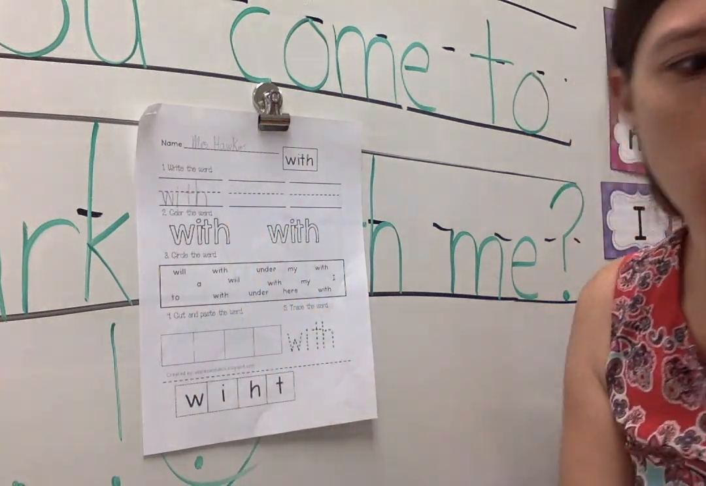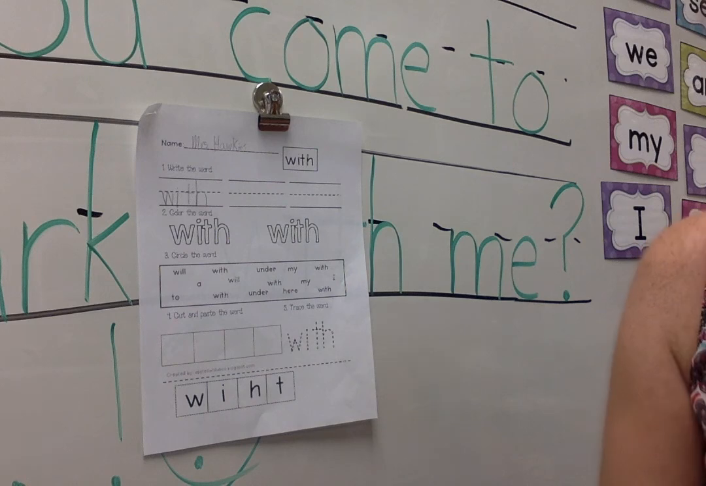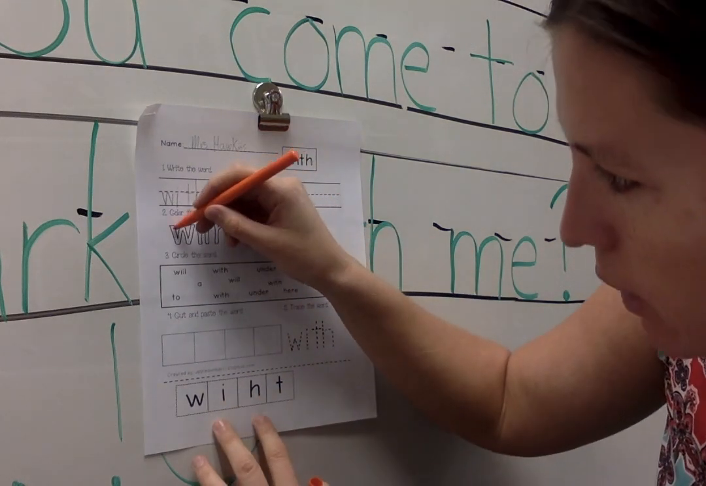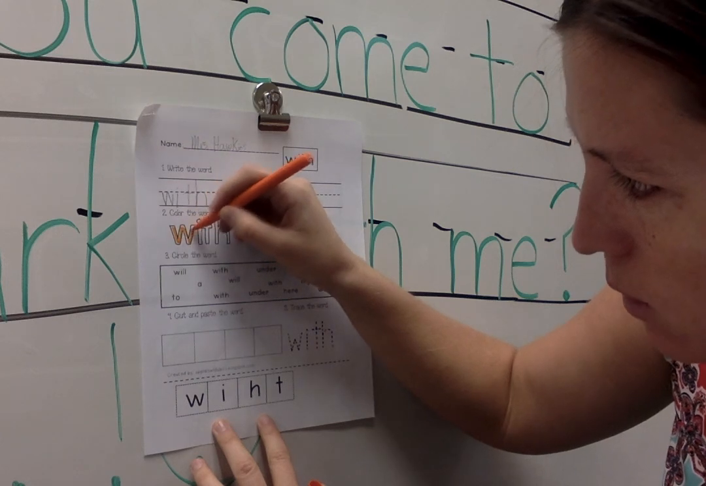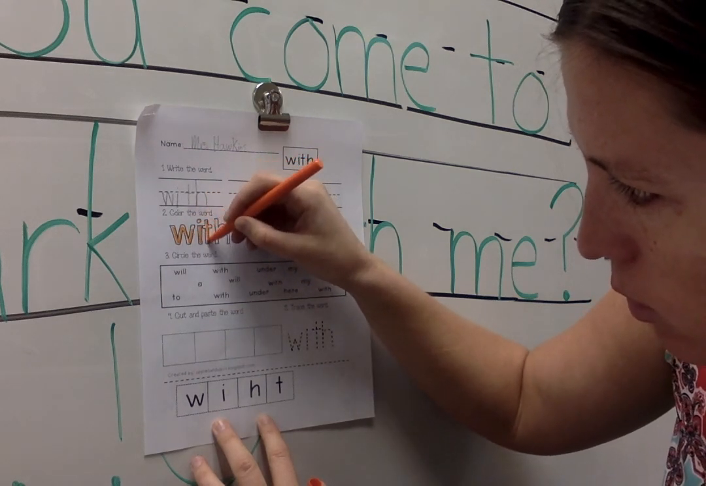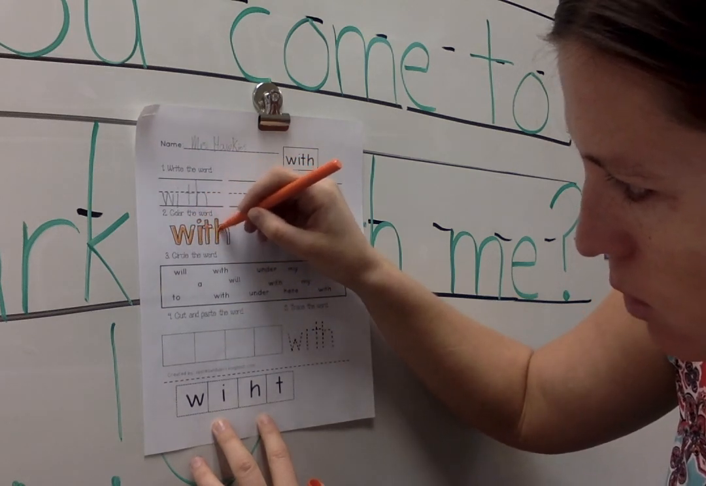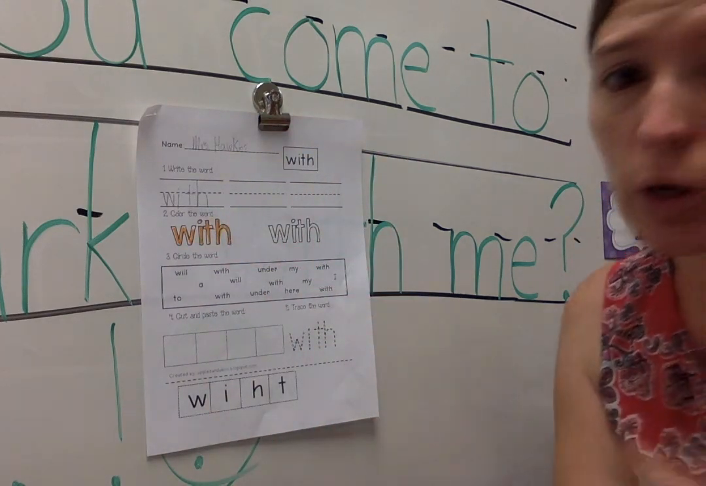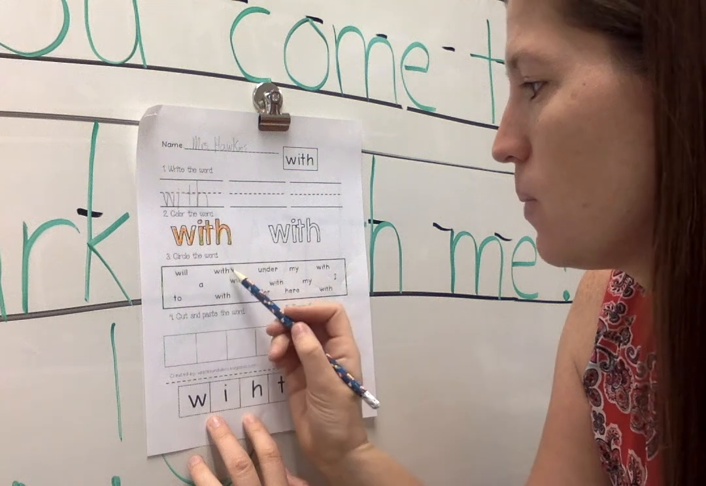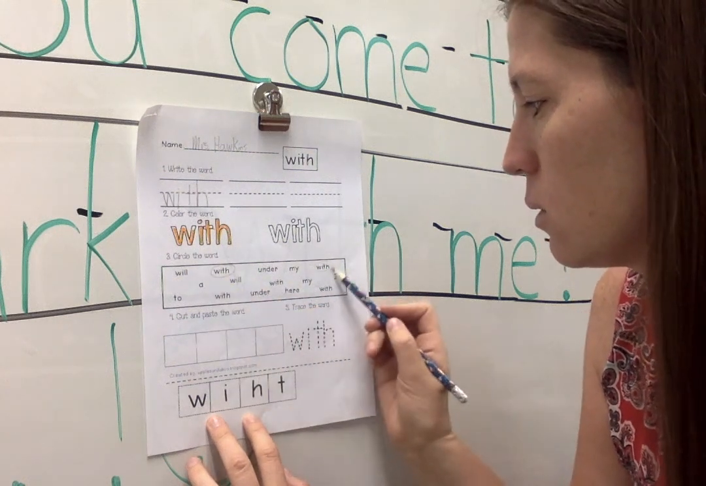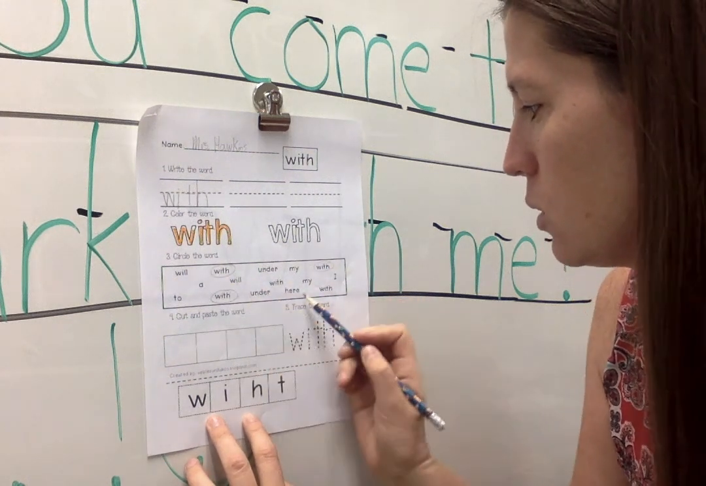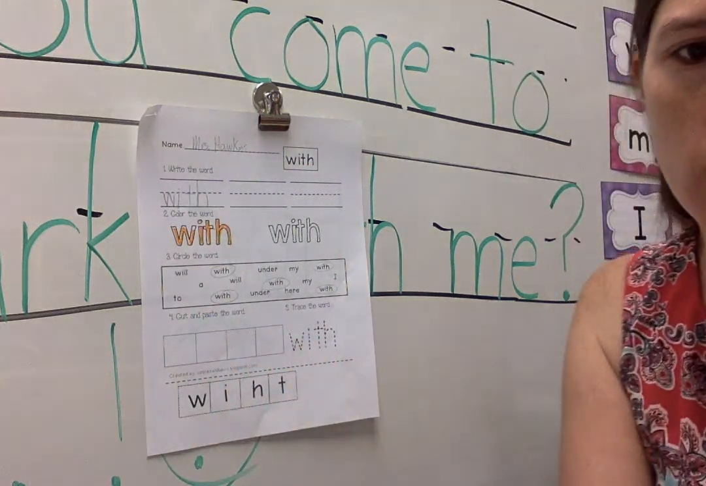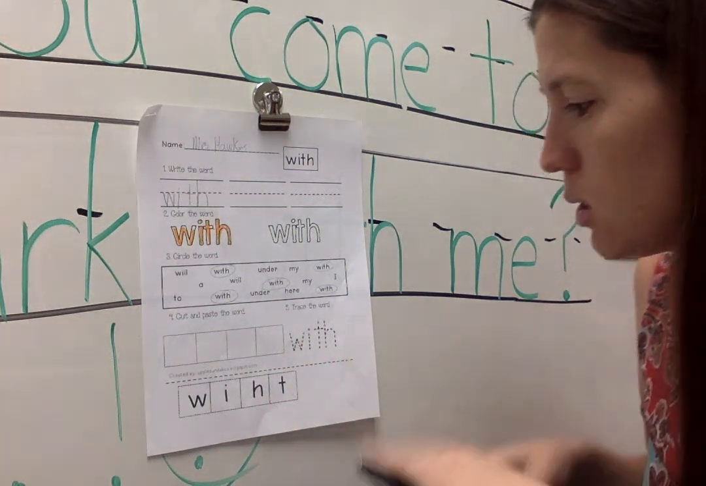Color the word. You can use crayons or your markers, and you'll just color it in. Trace it down with, I'm using a marker, but you can use your crayons or colored pencils. With. You'll color it twice. Circle the word. You've done this on the other one. With. Find it, circle it. Cut and paste the word. You do know how to do that.